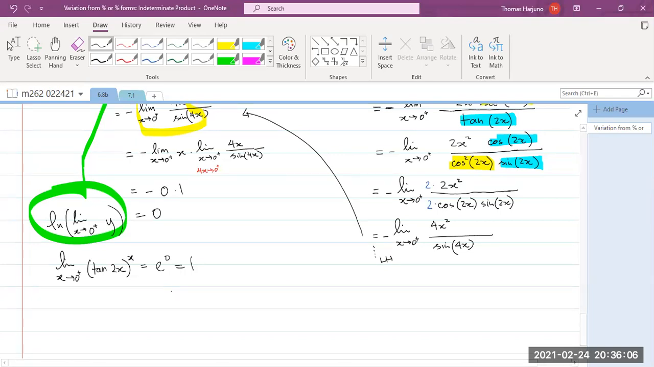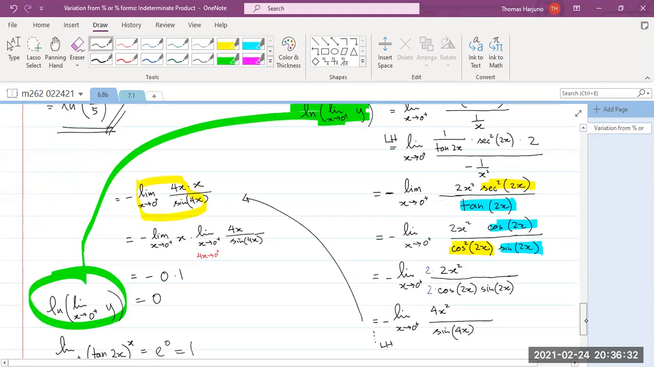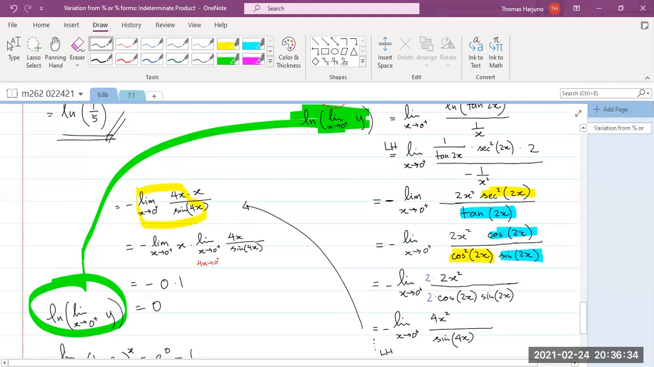So if you were presented a problem like this on a test, would you be okay with us leaving it where we had it, negative 2x squared secant squared of 2x over tangent 2x, without going this far? You need to go on. You need to show me.